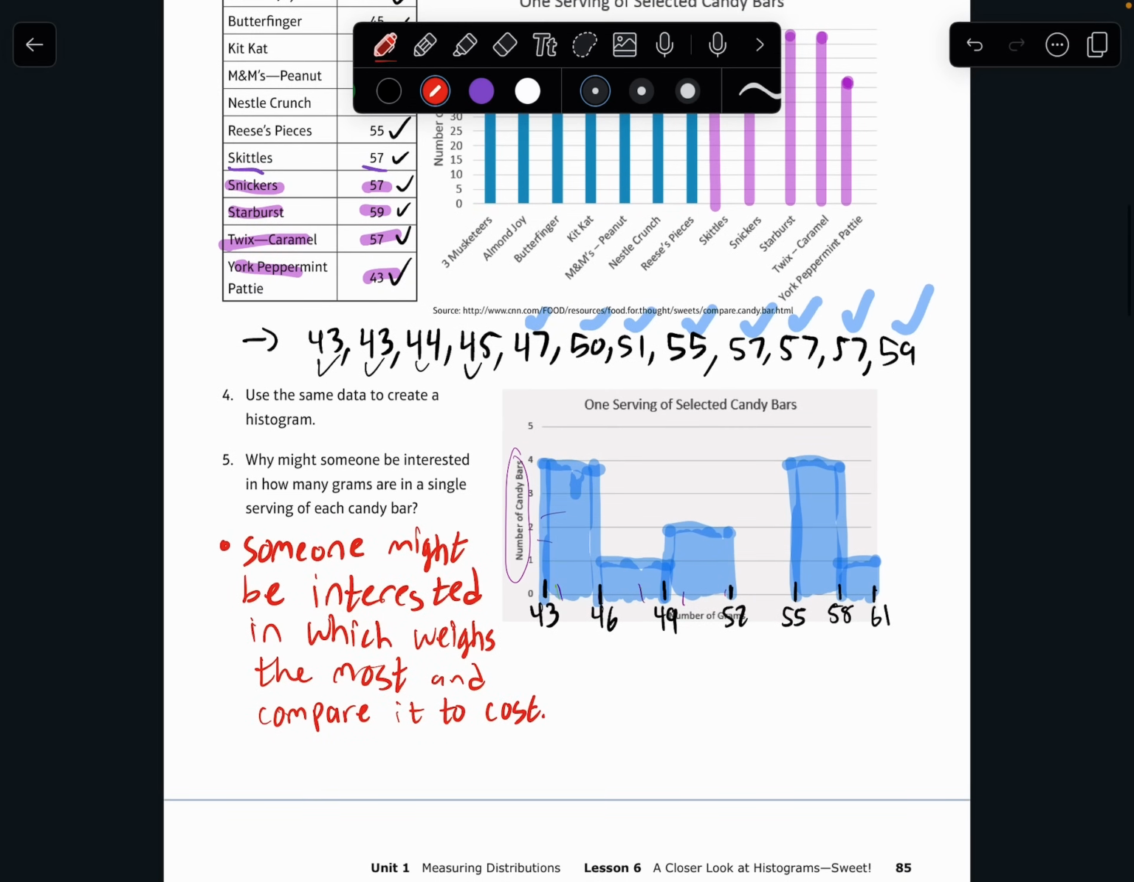All right, and then just a reminder, this is for 43 to 45, and then this is from 46 to 48, 49 to 51, and then 55 to 57, and then 58 to 60, or technically 61 because that's the very end. Alrighty. Cool.